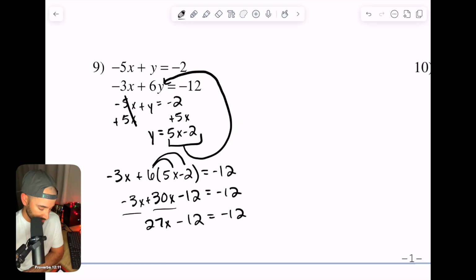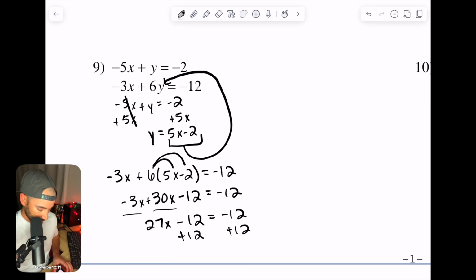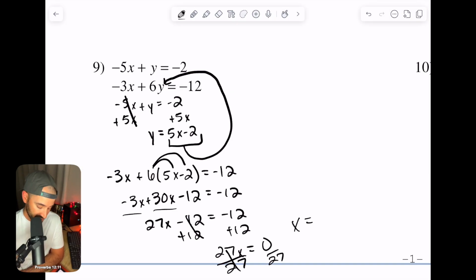So now, again, we just have a two-step equation. So we can add 12 to both sides, and that'll cancel and leave us with 27x is equal to negative 12 plus 12, which is just 0. So now we can divide by 27 on both sides to get x is equal to 0 divided by anything is just 0. So x is equal to 0.